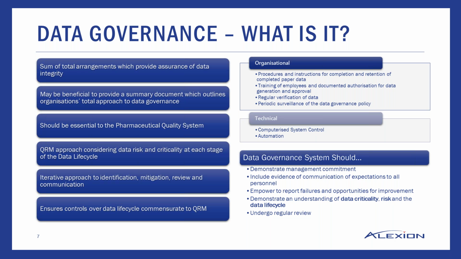And the technical aspects really will be the computerized system control and automation aspects. The governance system itself should demonstrate management commitment, include evidence of communication and expectations to all personnel, and really empower people to report failures and opportunity for improvement. And it calls that out. And it demonstrates an understanding of data criticality, risk and the life cycle. And then, like all GXP documents, should undergo a regular review.